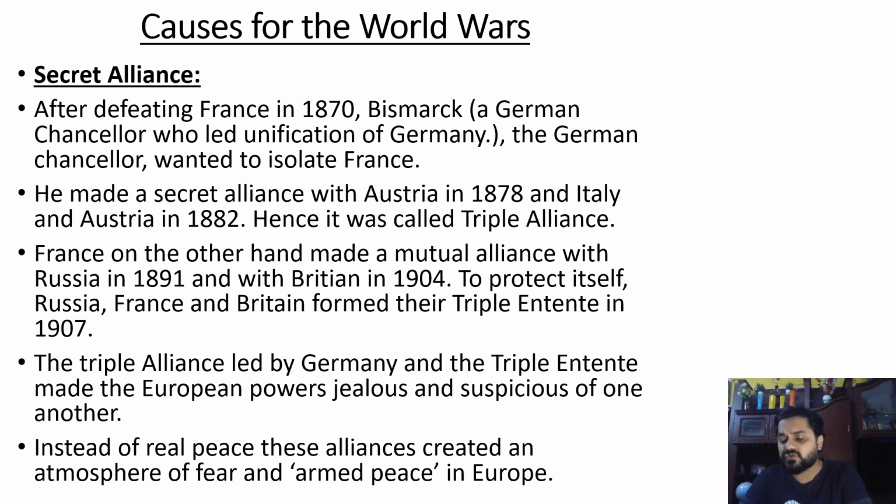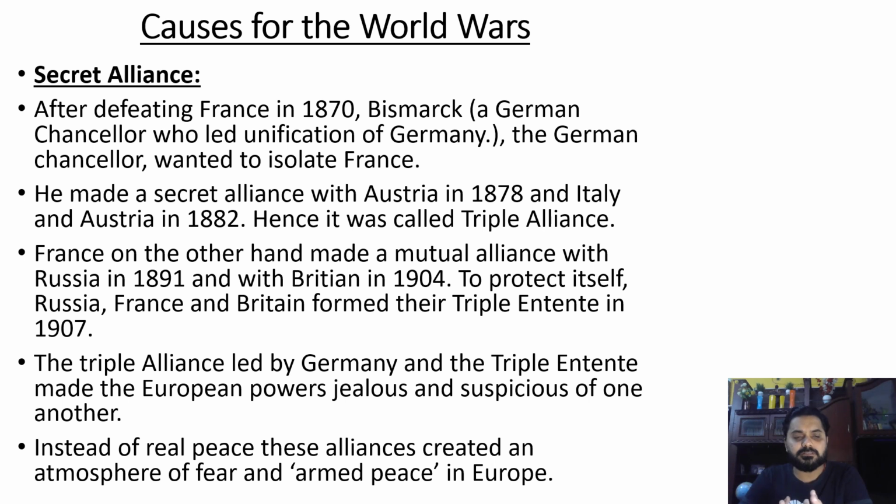Now that Germany, Austria, and Italy formed their Triple Alliance, Britain, France, and Russia, which is another group, formed their own alliance in order to compete with the other party. France, which was isolated by Germany, wanted to regain its power. So it entered into a mutual alliance with Russia in 1891 and with Britain in the year 1904. So this group was called the Triple Entente.